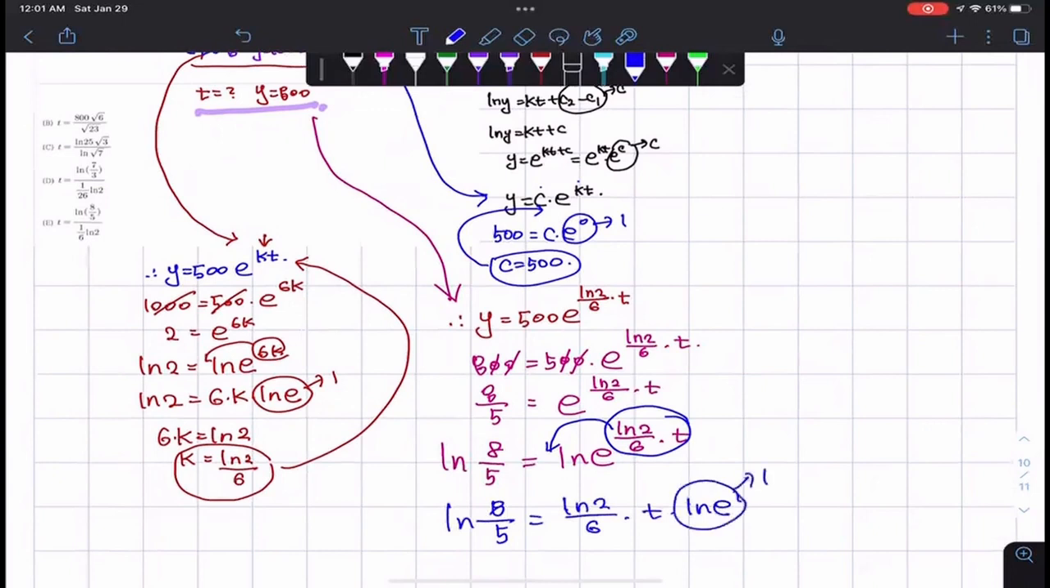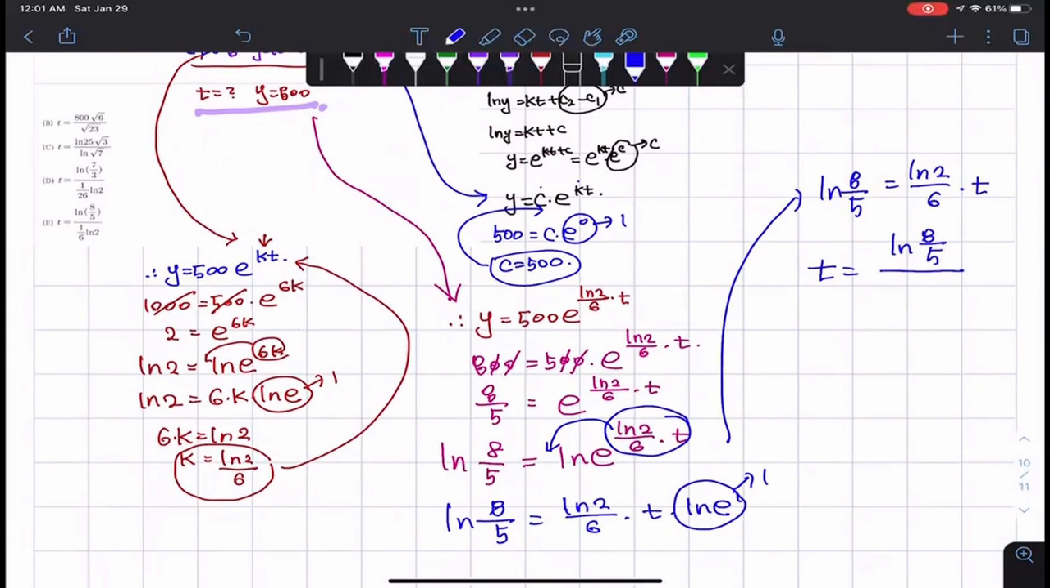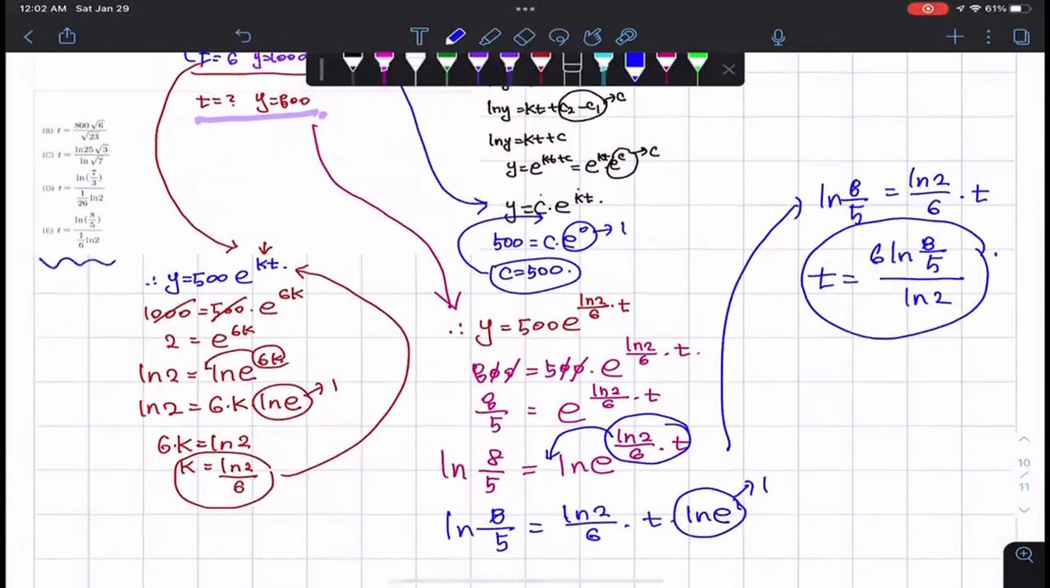This is 1. So ln 8 over 5 equals ln 2 over 6 times t. t equals 6 times ln 8 over 5 over ln 2. This is the answer. Oh, there is a similar answer: 6 ln 8 over 5 over ln 2. Oh, same. So the answer is E.